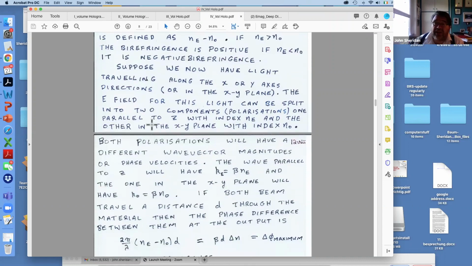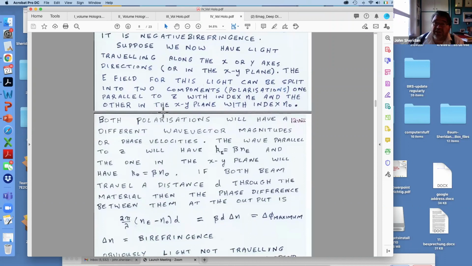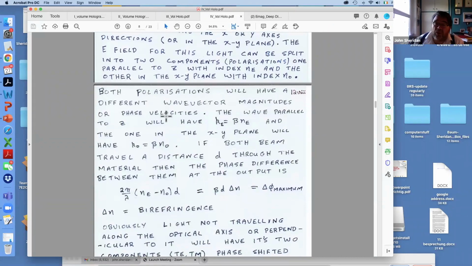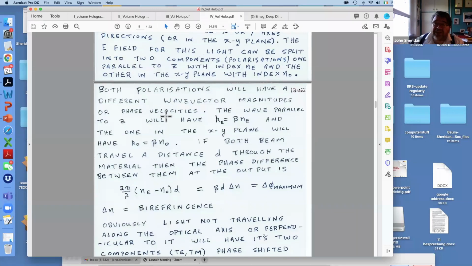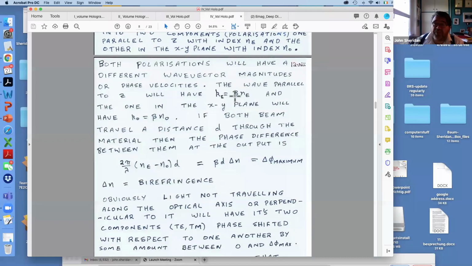The E field for this light can be split into two polarization components, one parallel to Z with the index ne, and the other in the XY plane with an index n0. Both polarizations will have a different wave vector magnitude or phase velocity. The wave parallel to Z will have Kz equal to beta times ne, and so the wavelength in that direction is going to be the free-space wavelength divided by ne, and the one in the XY plane will have K equal to beta n0, or a wavelength which is the free-space wavelength divided by n0.